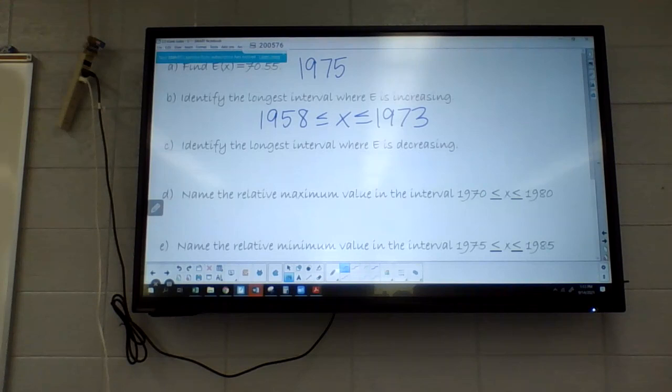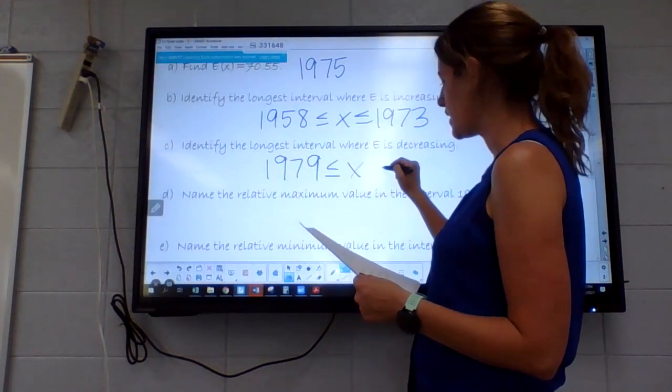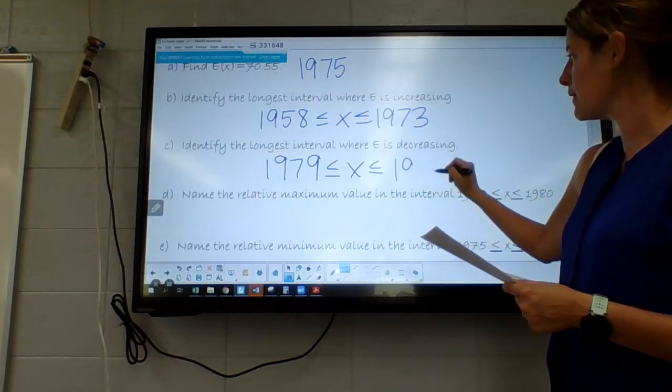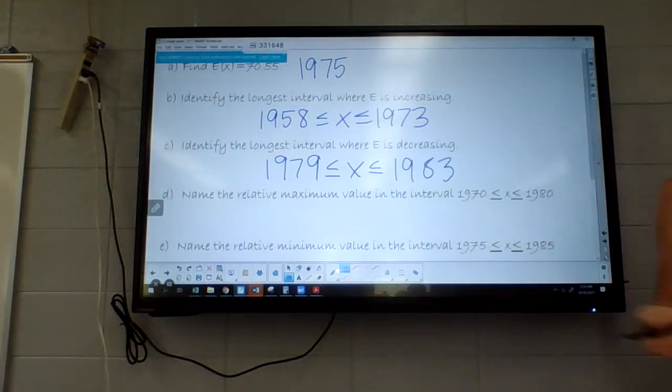Longest interval where it's decreasing. When do you think that happened around? 79, does it look like decreasing? So 79, it was at a high, and then it started going down for a little while. 79 to, is it 83? Yeah. And then it started going back up again. So the graph is helpful, but probably in this case the table might be more useful.